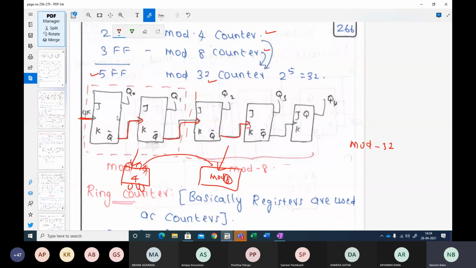So you need not look at a mod 32 counter as just a flip-flop, but you have to visualize this as one single IC containing 2 flip-flops, which is a mod 4 counter, and another IC with a mod 8 counter, right? Okay, any doubts till this?